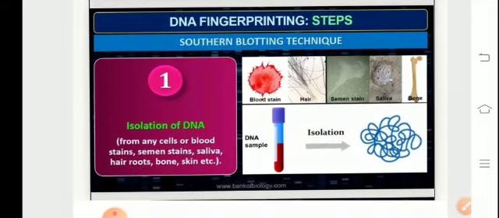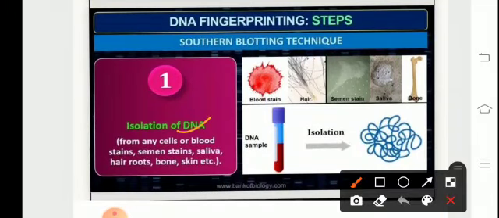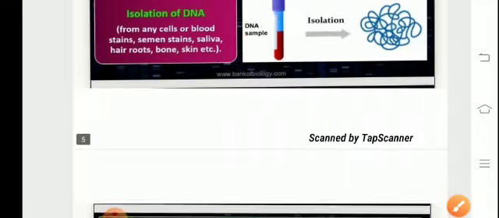Now let us discuss the steps involved in the process of DNA fingerprinting. That is what is referred to as Southern blotting. Firstly, we'll carry out the isolation of the DNA. The isolation of the DNA could be done from the blood cells, basically the WBCs, as the RBCs lack a nucleus, from the hair cells, semen, saliva, and even the bone cells, as well as the skin. So the DNA sample is isolated and extracted.